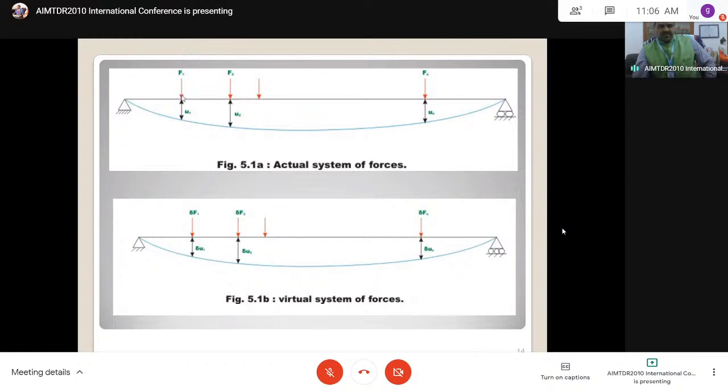Due to this force, what is the displacement here? Due to this force, consider again all the displacements, and repeat the same for each force.